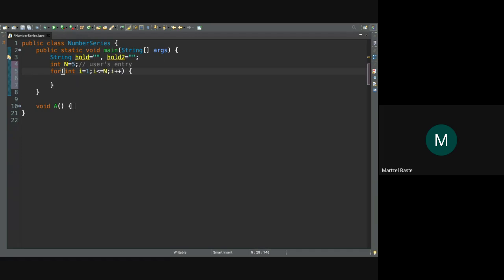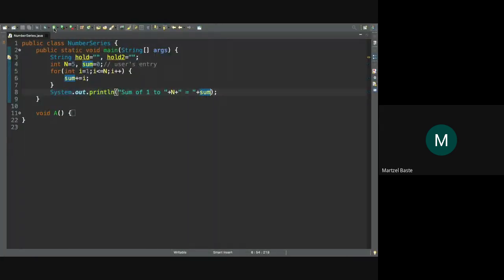And then if you want to get the sum, the sum of 1 to the value of n is equal to sum. So what should the result be? 15. The result should be 15. So the sum of 1 to 5 is 15.